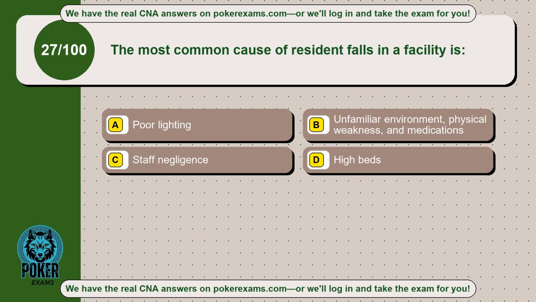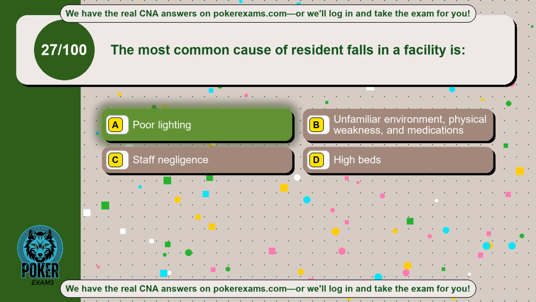Question 27. The most common cause of resident falls in a facility is. Option A, poor lighting. Option B, unfamiliar environment, physical weakness, and medications. Option C, staff negligence. Option D, high beds.